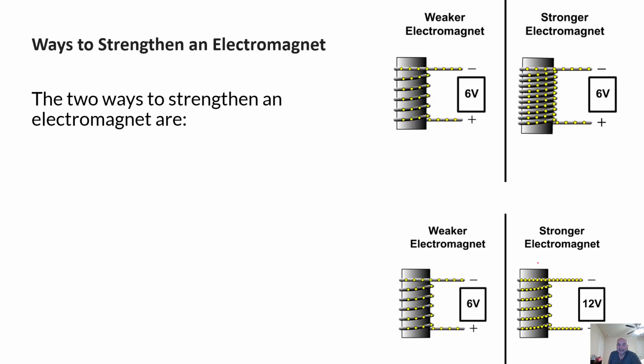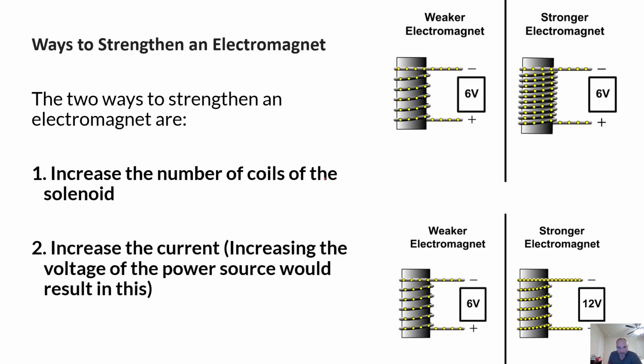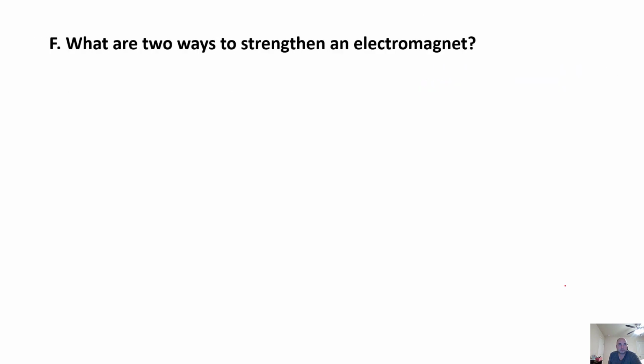Or I can go ahead and increase the number of coils in the solenoid like you see right here, or I can increase the current. So I can have the same number of coils, spacing is the same, there's still 1, 2, 3, 4, 5, 6, but plug it into a 12-volt battery and you're going to be pumping a bigger current through there, and therefore this would be a stronger electromagnet as well.